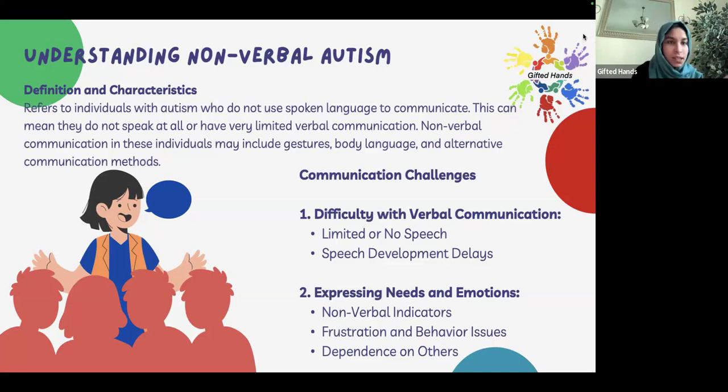Then we have dependence on others. When they are non-verbal, if I'm non-verbal and I have my shadow teacher or mom next to me, and I know that if I look at the TV, my mom is going to understand she wants the TV and switch it on. If I have an apple next to me and I look at the apple, my shadow teacher is going to understand she wants the apple and get it for me. So that dependence is created. It's a very strong dependence that gets created.